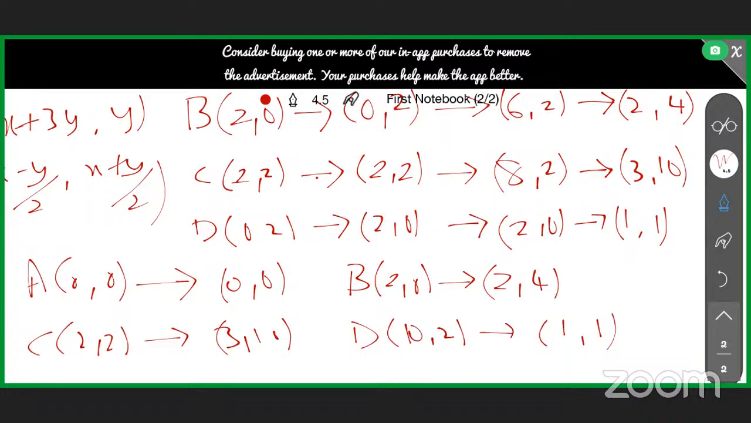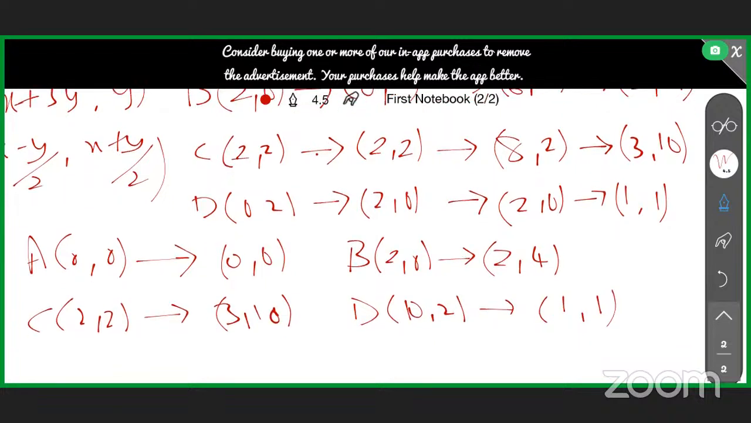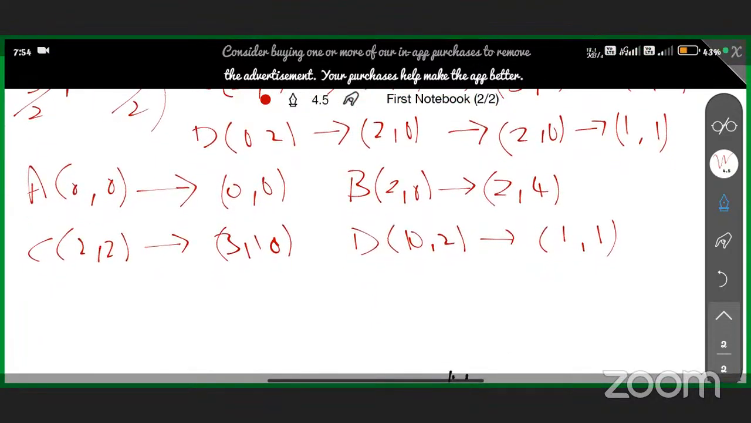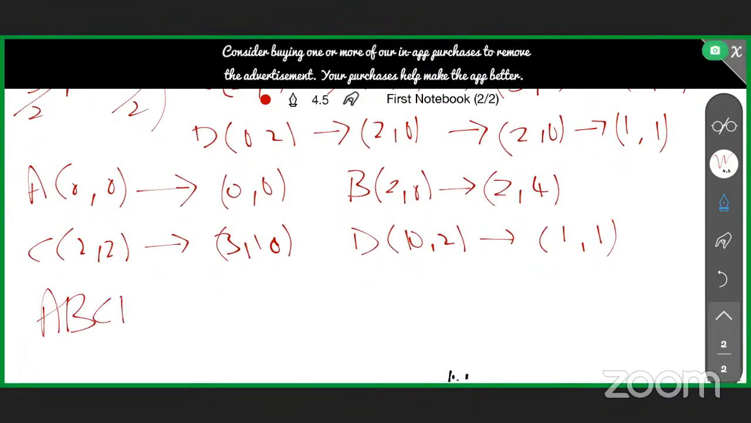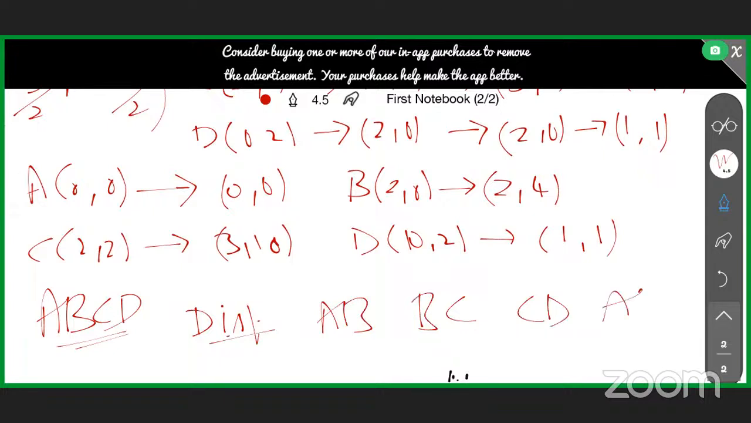Now this is not over. Our work is not yet over. Our work now is to find out what this ABCD is going to become. We don't know what kind of geometrical figure this is, so find the distance formula, and using the distance formula, find AB, BC, CD, AD.